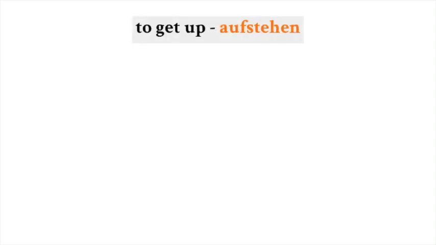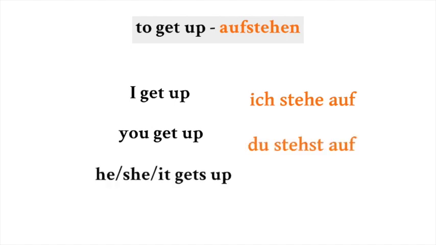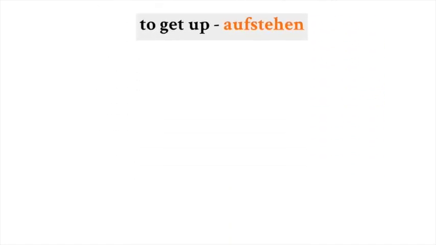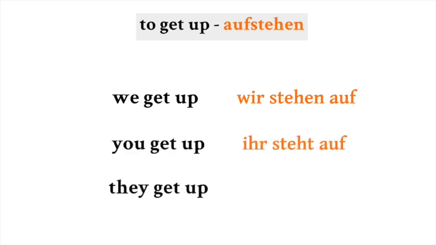Let's have a closer look at this verb to wake up or to get up. Aufstehen. I get up, ich stehe auf. You get up, du stehst auf. He, she, it gets up, er, sie, es steht auf. We get up, wir stehen auf. You get up, ihr steht auf. And they get up, sie stehen auf.